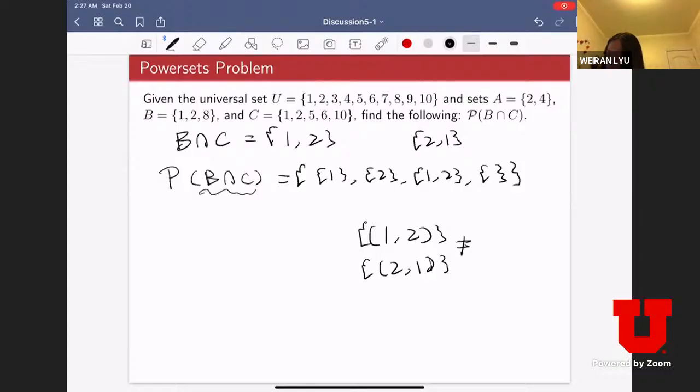All right, so this would be your power set for B intersect C. And this is the notation you want to remember for writing a power set: inside two curly braces, you have the 4 different sets, and separate them with a comma.